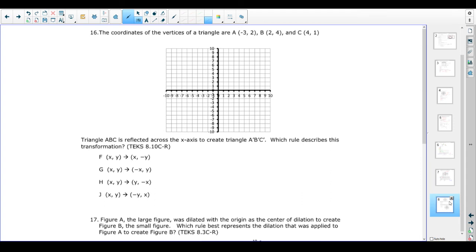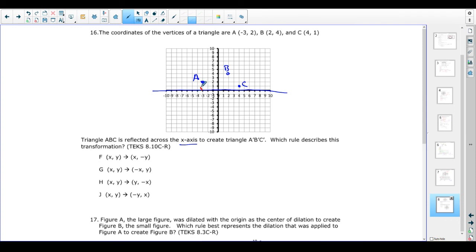Let's see. 16. Coordinates are that it's reflected across the x-axis. Which rule describes it? Okay. So I don't have to plot this. I will anyway. Why not? I'm already here. This is point A, 2, 4. B, and 4, 1. What's important here is we're going across the x-axis. I'm going to highlight my x-axis. And I'm going to flip everything over.